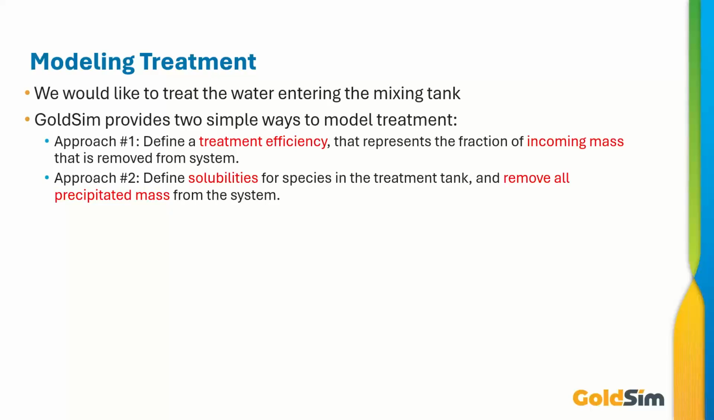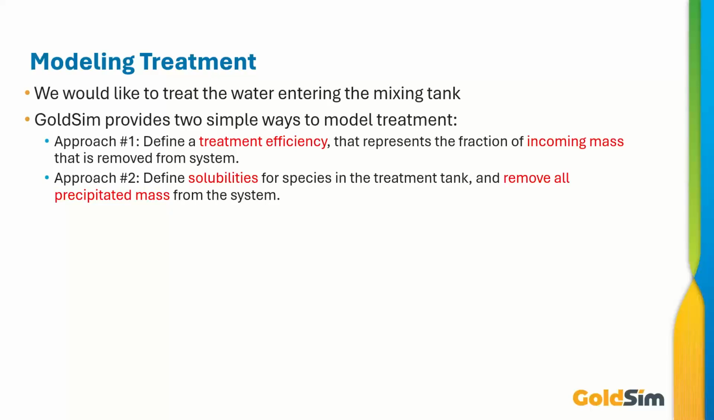As I said, there are 2 simple ways to do this. One is to define a treatment efficiency, which represents the fraction of the incoming mass that is removed from the system. So let's say we have 100 grams per day entering the tank. If I define a treatment efficiency of 0.9, 90 grams per day will be removed from the tank. That's essentially what a treatment efficiency does.